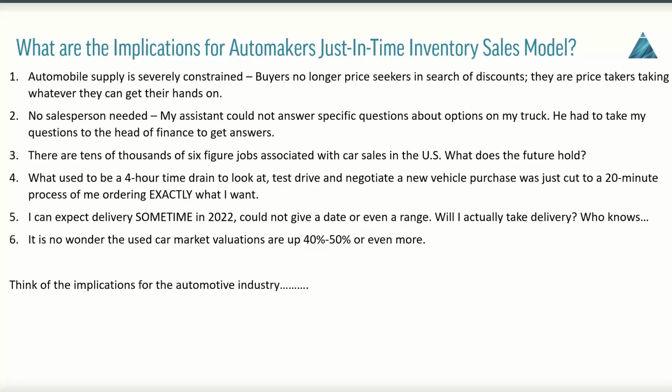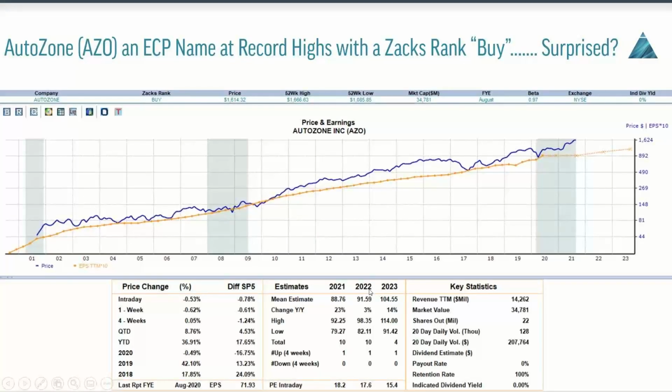I'm not sure. I mean, if it ends up being that cars are selling at $20,000, $30,000 above sticker in this range, I might just go ahead and take delivery, maybe resell it. Who knows? But really, point number 6 here, is it any wonder that the used car market valuations are up 40 to 50% or even more in some cases? So think about this, not only from the implications of the automotive industry, but think about how this can basically expand and apply to other industries as well. Think about the jobs, think about real estate, think about everything associated with that. And you can see the magnitude of what we're dealing with here.